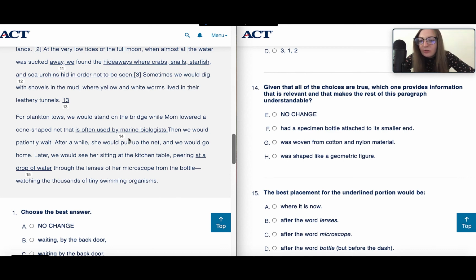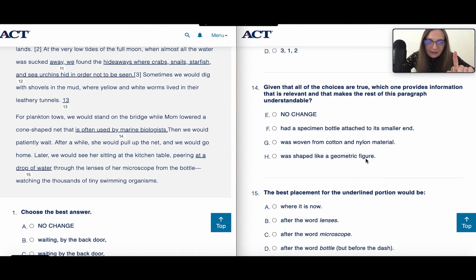So basically, we got to put something here that has to do with the fact that she's trying to catch these plankton. So let's start with E. A cone-shaped net that is often used by marine biologists. Sounds reasonable. I wouldn't eliminate that. F, had a specimen bottle attached to its smaller end. All right, again, that sounds decently reasonable. Like the specimen bottle could be where she's catching them. G, was woven from cotton and nylon. That has nothing to do with the process right here. And H, was shaped like a geometric figure, irrelevant.